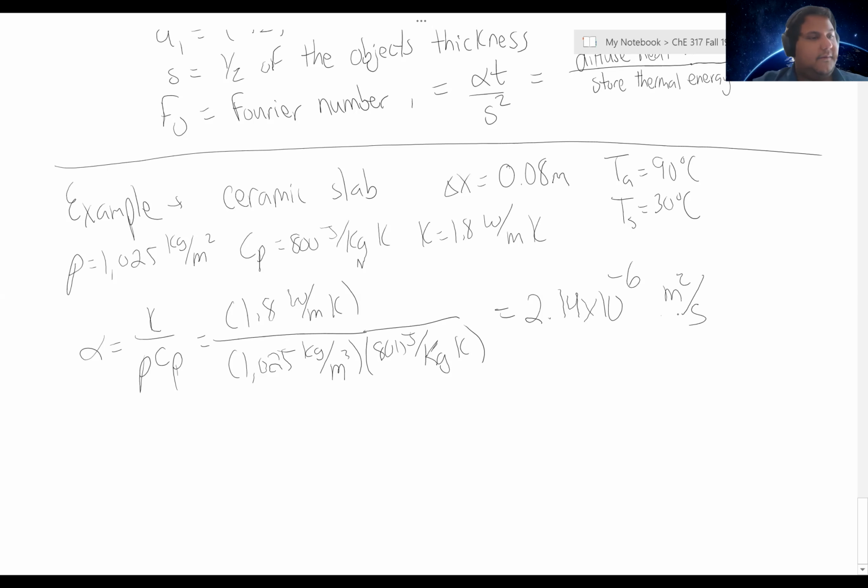We can solve for our S value, which is 1/2 the thickness, or 0.08 divided by 2, which is 0.04 meters. And our A1 value, which is a constant, which is just pi over 2 squared, is 2.467.